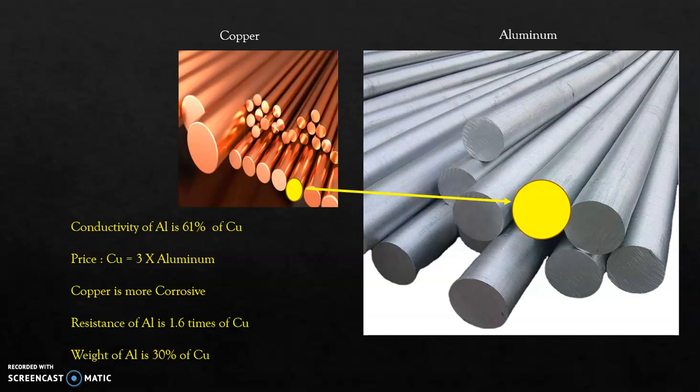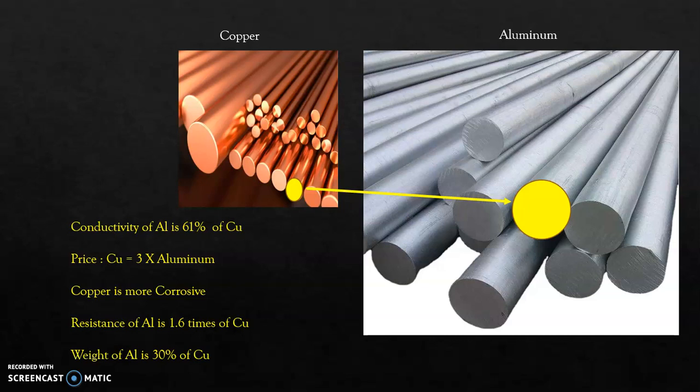And next comes price. As you can see, the price of aluminum is 3 times lesser than that of copper. So even if you double the size of the conductor, it is still very much cheaper than copper. And then the next is weight, which is 30% less when compared to copper. So still after doubling the size of the conductor, it has 30% less weight when compared with copper.